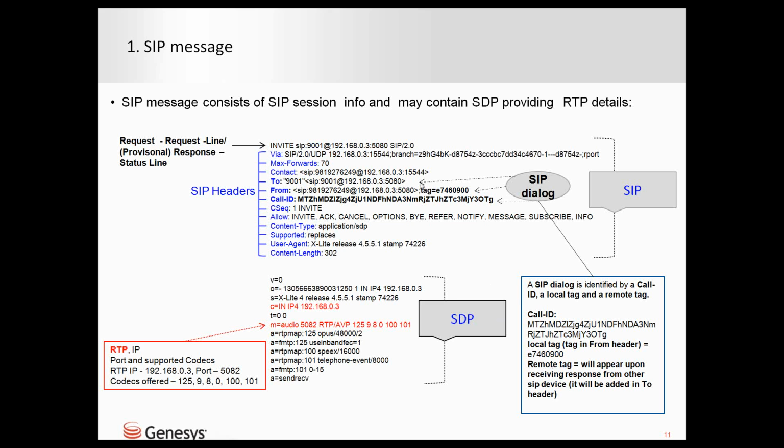Note that 100 Trying will not have any To tag. Starting from 180 Ringing and 183 Session Progress, these provisional responses will have the To tag, and that's where we say the SIP dialog is established. Note that it's not the call being established, it's the dialog established, and within the dialog you will have all the rest of the messages flowing. Your SIP message may contain SDP, Session Description Protocol. This talks about media, and here the example shows the RTP destination, the voice traffic source is 192.168.0.3, and it's an audio communication.